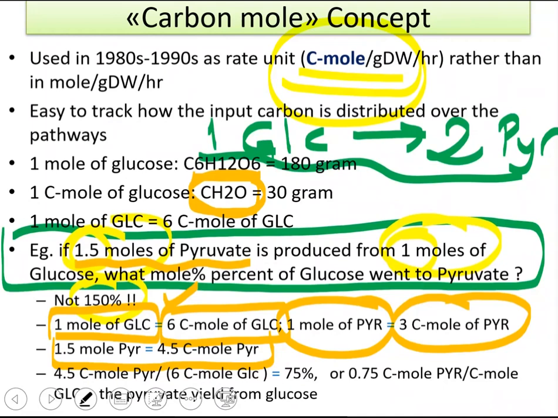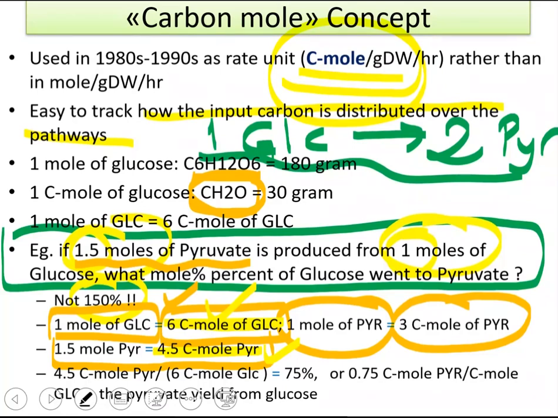So this means that I had 6 carbon moles of glucose as input, and 4.5 carbon moles of pyruvate was formed from this. Here I define glucose in terms of a single carbon. Here I define pyruvate in terms of a single carbon. So I can easily see how the input carbon is distributed over pathways, because I always define all the metabolites in my system in terms of a single carbon. Then which percentage of the single carbon goes to which metabolite, I can easily track.